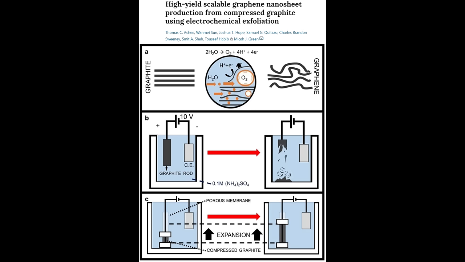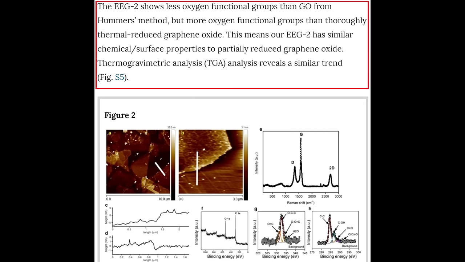The research paper shown here proposes a way to stop these pieces of graphite flaking off before they're finished converting to graphene. The researchers enclose the graphite in a mesh that holds the graphite in contact with the electrode. The result is a graphene material that's better quality than graphene oxide, which, as you remember, was the relatively non-conductive and weakest graphene material from the chemical exfoliation method.